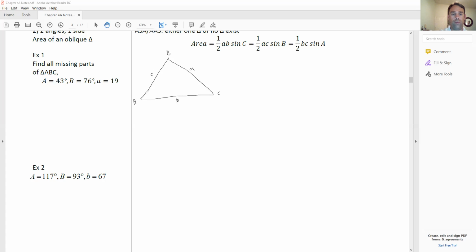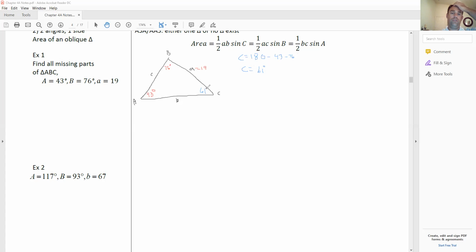So I know that angle A is 43 degrees. I know angle B is 76 degrees. And I know that little a is 19. So we've got to go and figure out everything else. Plus, we're also going to find the area for the triangle. Angle C I can figure out pretty darn quick, because I remember back in geometry that the angles of a triangle add up to 180 degrees. So if I subtract 43 and 76, I bet I can figure out angle C pretty quick. And friends, I believe it is 61 degrees. There we go.